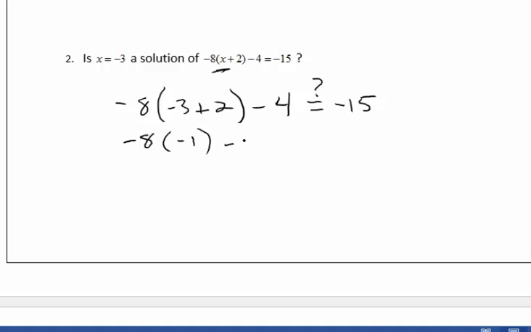Alright, so now I do my order of operations. Negative 3 plus 2 is negative 1. And then I multiply negative 8 by negative 1, which is positive 8 minus 4. And at that point, I can see that that's not the same thing. Right? That's 4, and that does not equal negative 15. So the answer to that one is no.